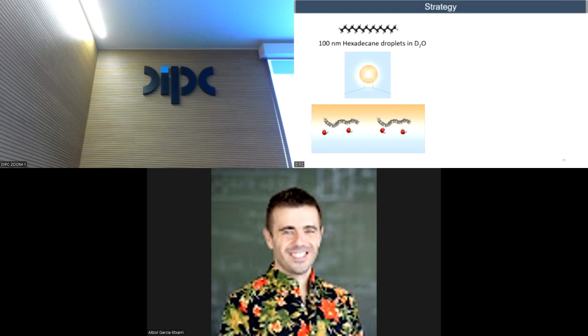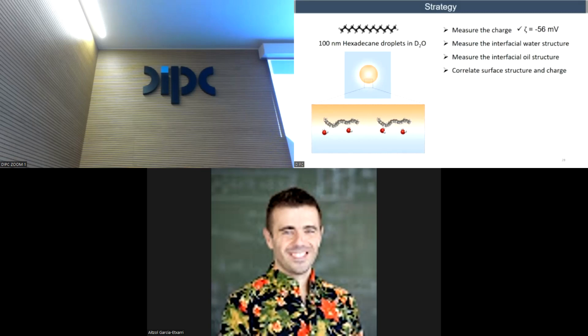So we wanted to directly measure oil droplets, not the air-water interface. Our strategy was to make oil droplets in water, like I showed you before, and then measure the surface charge, then measure the interfacial structure of water, and measure the interfacial structure of the oil at the surface layer, and hopefully there's a correlation between all those measurables. The first part is fairly simple, right? I can measure the zeta potential. Now, the zeta potential is not exactly the same as surface potential, but we won't get into that right now. It's just an indicator that it's negatively charged.